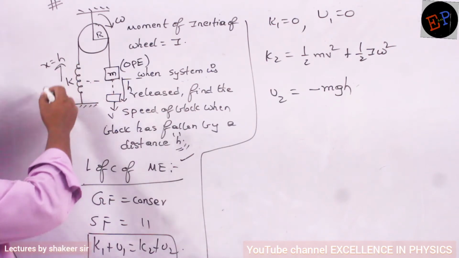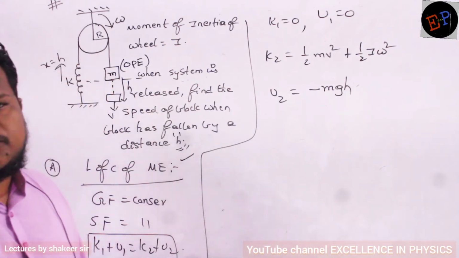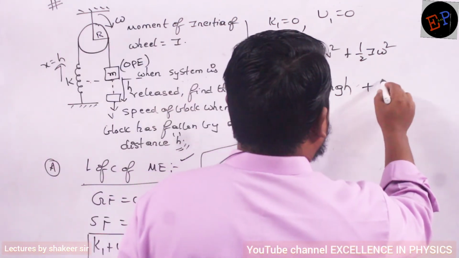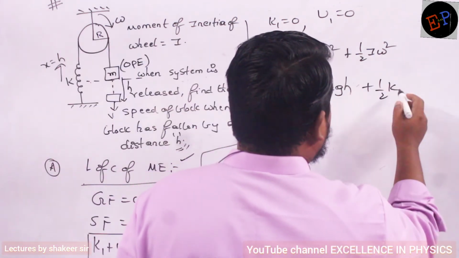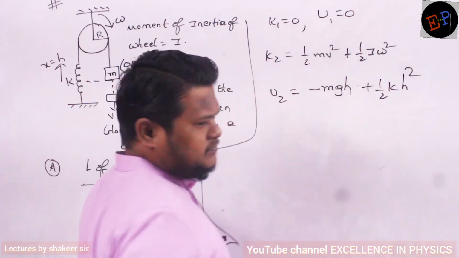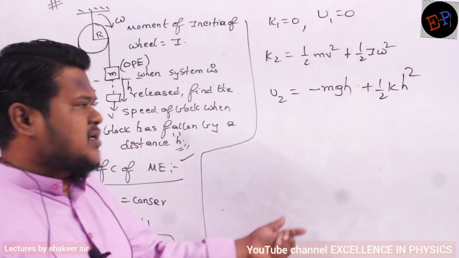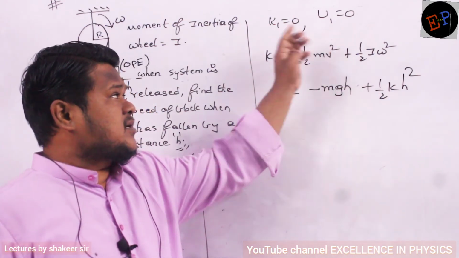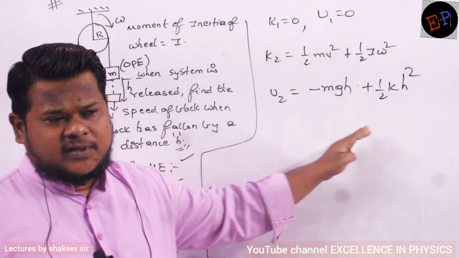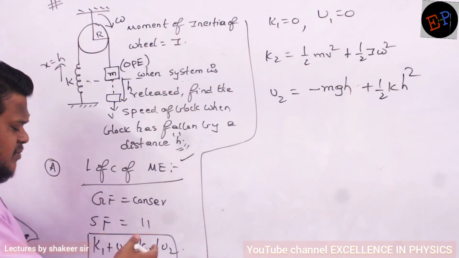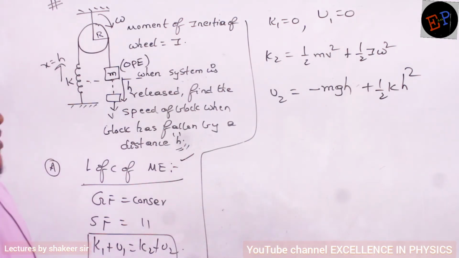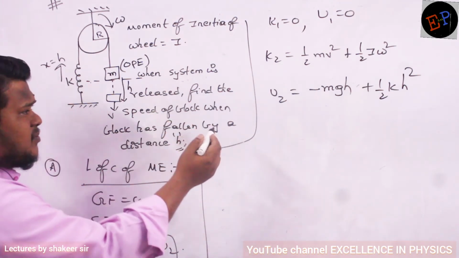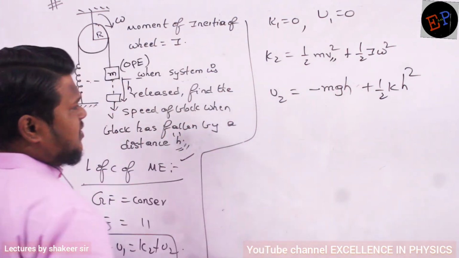What is the formula to calculate potential energy stored in a spring? Half k x square. So plus half k, instead of x I will write h square. That's all. So this is the potential energy stored in the spring, half k h square. So all the parameters we have calculated. Just substitute in this equation, K1 plus U1 is equal to K2 plus U2. Then calculate what he is asking. Calculate the velocity of the block. The v value you calculate, that is my answer.